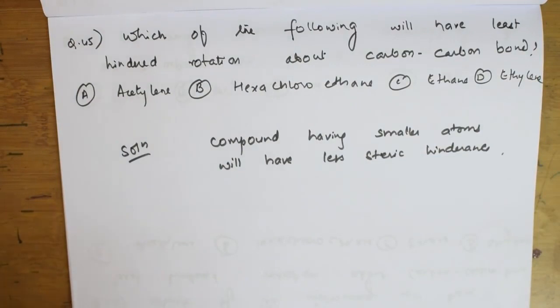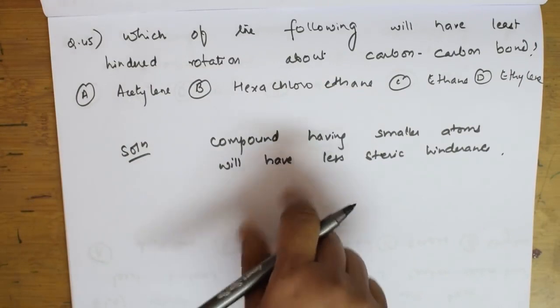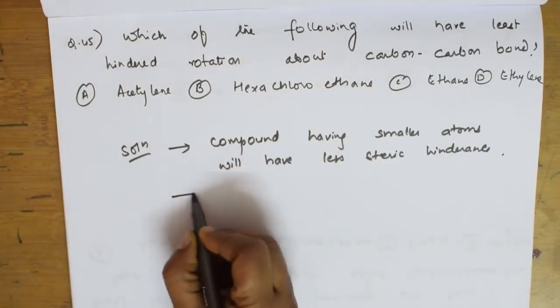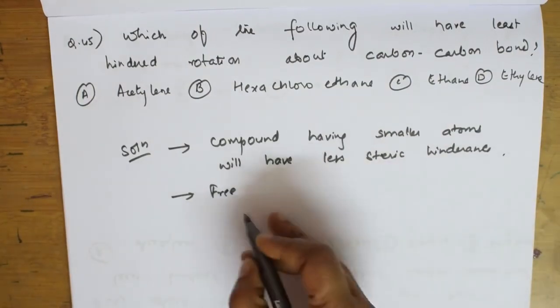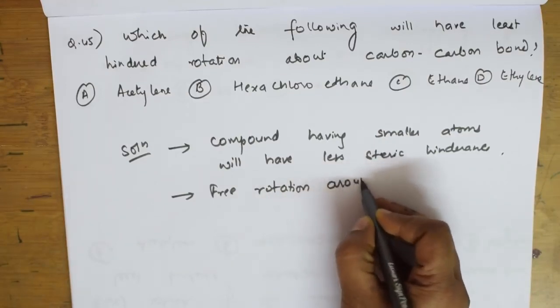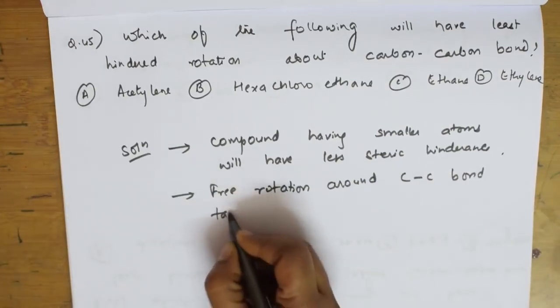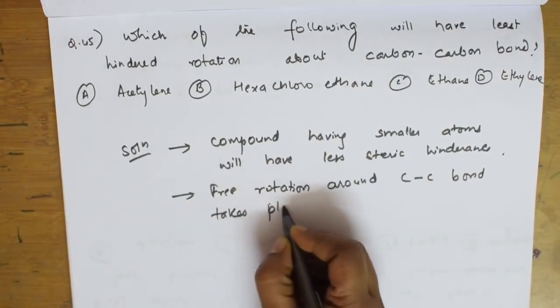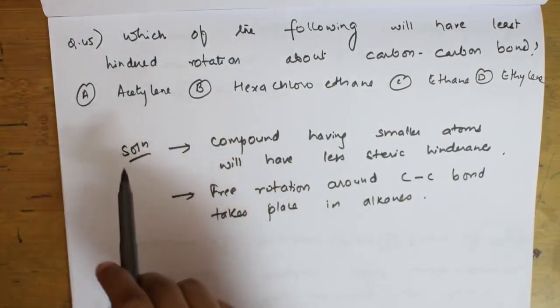Now, free rotation around carbon-carbon bond easily takes place only in alkenes. That is the second point. Remember this, because when more bulky groups are added in alkenes or alkynes, double bond, triple bond, automatically the steric hindrance increases. So free rotation around carbon-carbon bond takes place in alkenes. So let's see which is alkane here.